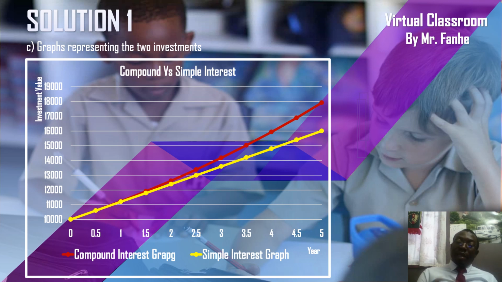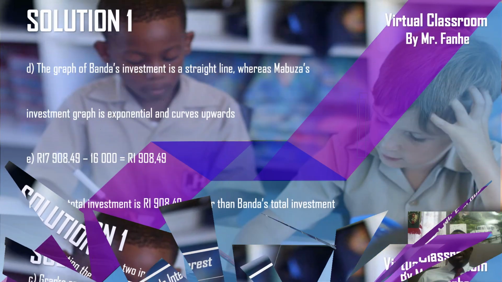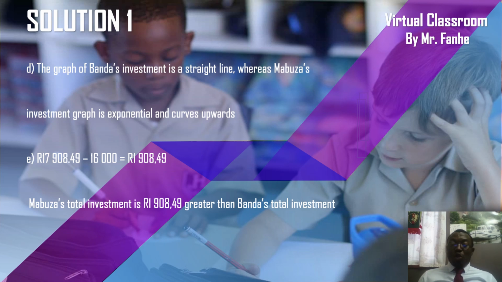Then we move to the red line, which is our compound interest graph, which is the total investment using compound interest. You can see it is a curve graph. It is an exponential graph. It is really curving upwards. You can see it yourself. Then we were asked to compare the two graphs. You can see the graph of Banda's investment is a straight line graph because it was simple interest, whereas Mabuza's investment graph is an exponential graph and it curves upwards. So that is what you have to keep in mind.